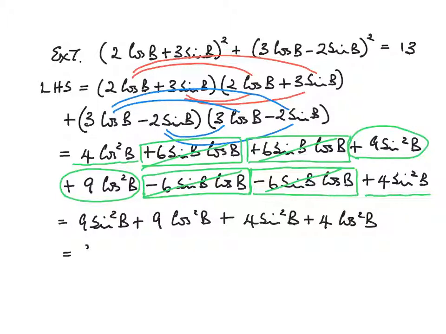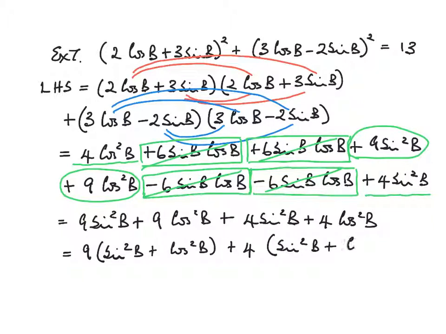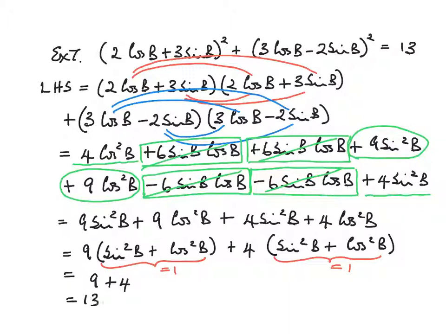Now I can take out 9 as a common factor from the first two terms, and 4 as a common factor from the second two terms. And remember, that just equals 1, and that just equals 1. Sine squared plus cos squared. So what have we got? We've got a 9 plus a 4, which equals 13, which is exactly what we had on the right hand side.